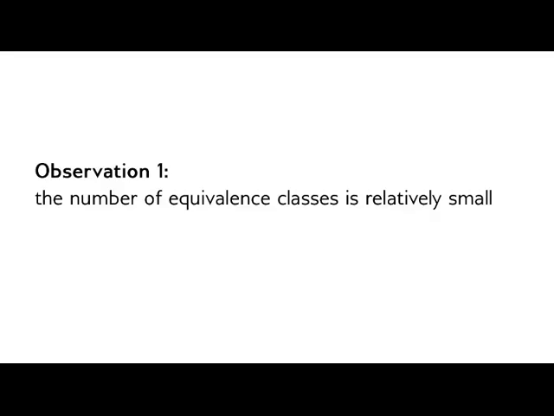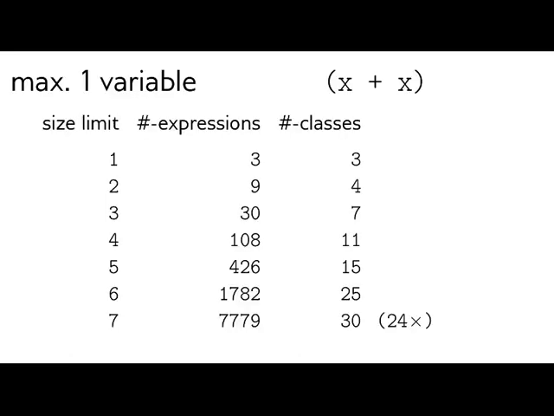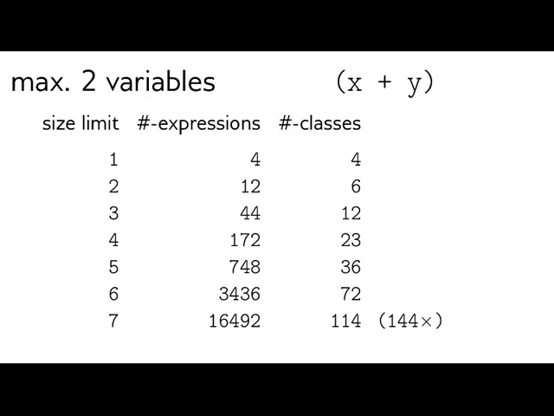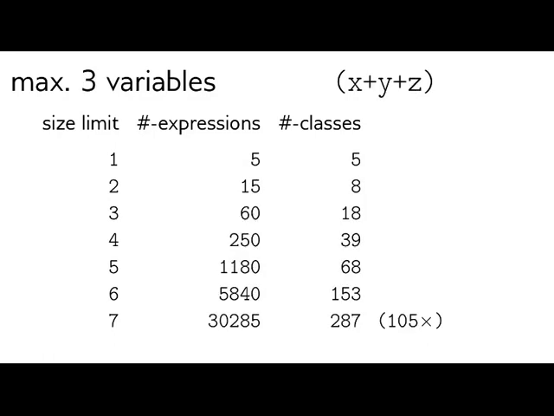It's based on two observations. The first one is that the number of equivalence classes of expressions is relatively small when you generate those equivalence classes. So here's an example. For that initial example, if you look at the last line, you see that with 7 symbols, you can create type-correct expressions, about 7,000 of them. But there are only 30 semantically different actual expressions, so the number is not that big. The same thing when you allow up to 2 variables, it's 144 times less than the possible number. Same thing with 3 variables.